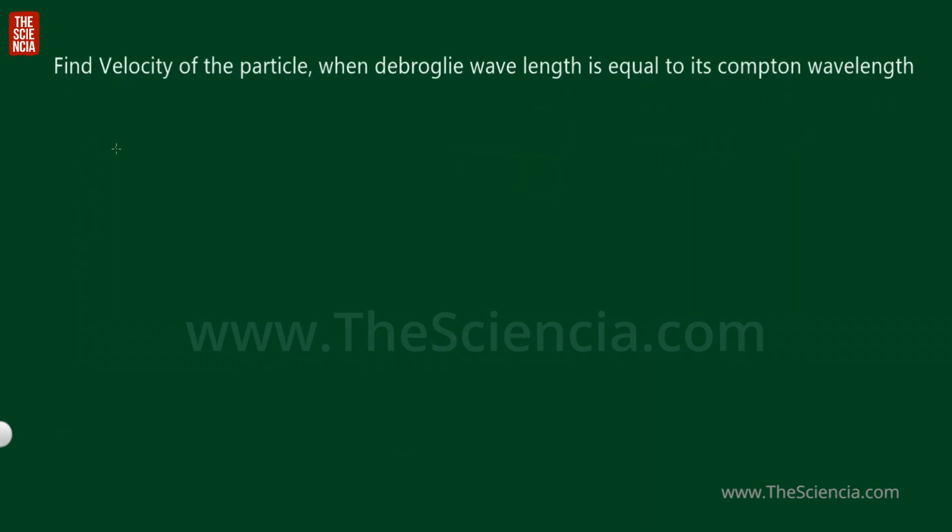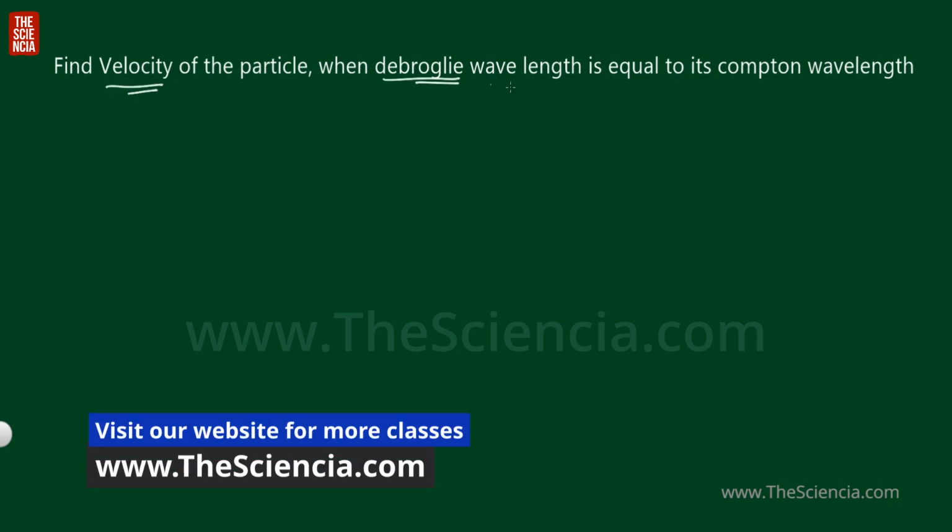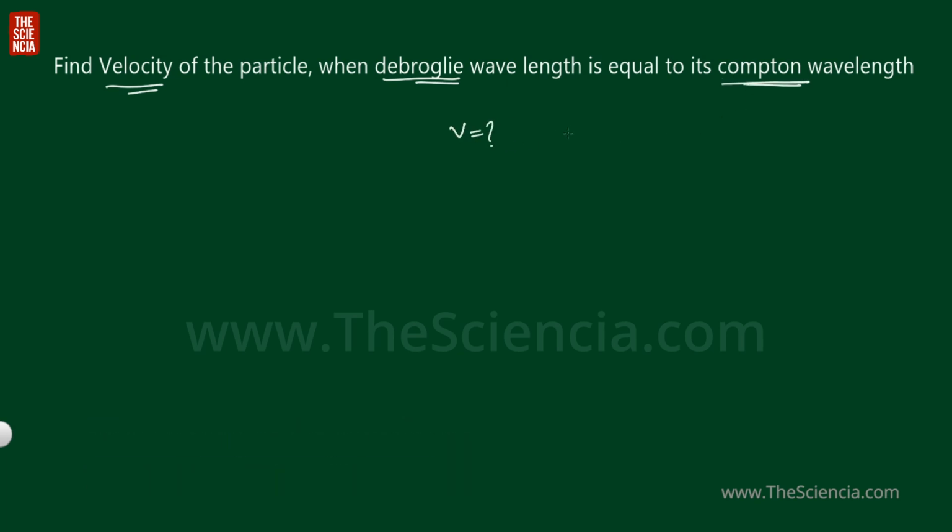This one is an example problem. Here in this question, you have to find the velocity of the particle when its de Broglie wavelength is equal to its Compton wavelength. You have to find the velocity when lambda de Broglie is equal to lambda c. I think you know what the Compton wavelength is. That is lambda c is equal to h by m0 c. So we have to find the velocity of the particle when lambda de Broglie is equal to lambda Compton.